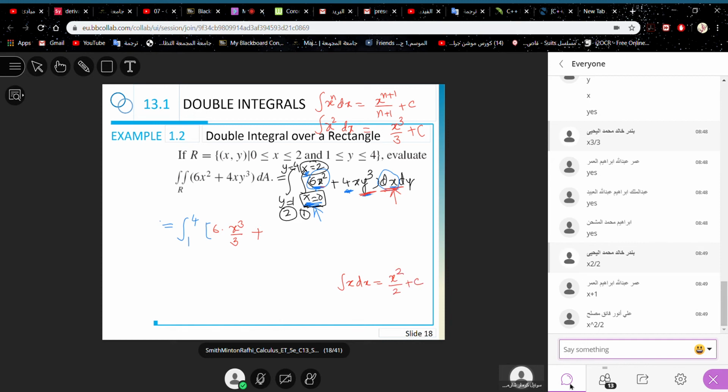So here this value is how much? x only. So its integration is 4 into x square upon 2 times y cube, and the limit is from 0 to 2, dy. Is it visible to all?